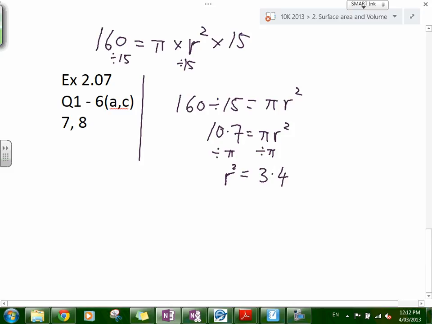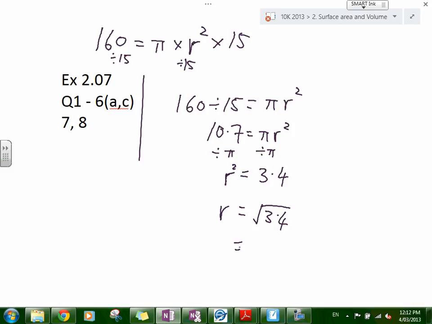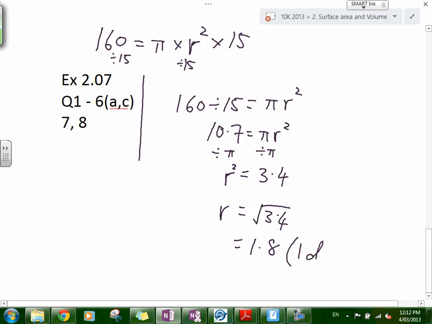And the final thing, I've got r squared here. How do I undo a square? What's the thing you do to undo a square? That's undo a cube. Close. The square root. Yep. So square root both sides. So r equals the square root of 3.4. And that's equal to, what's the radius equal to? Square root of 3.4. So 1.8 to 1 decimal place.